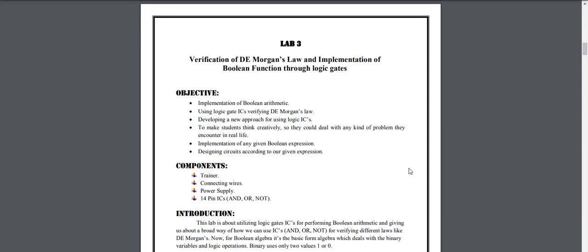Assalamu alaikum. My name is Mobeen Malik, and the lab I'm going to perform in front of you today is the verification of De Morgan's laws and implementation of Boolean functions through logic gates.